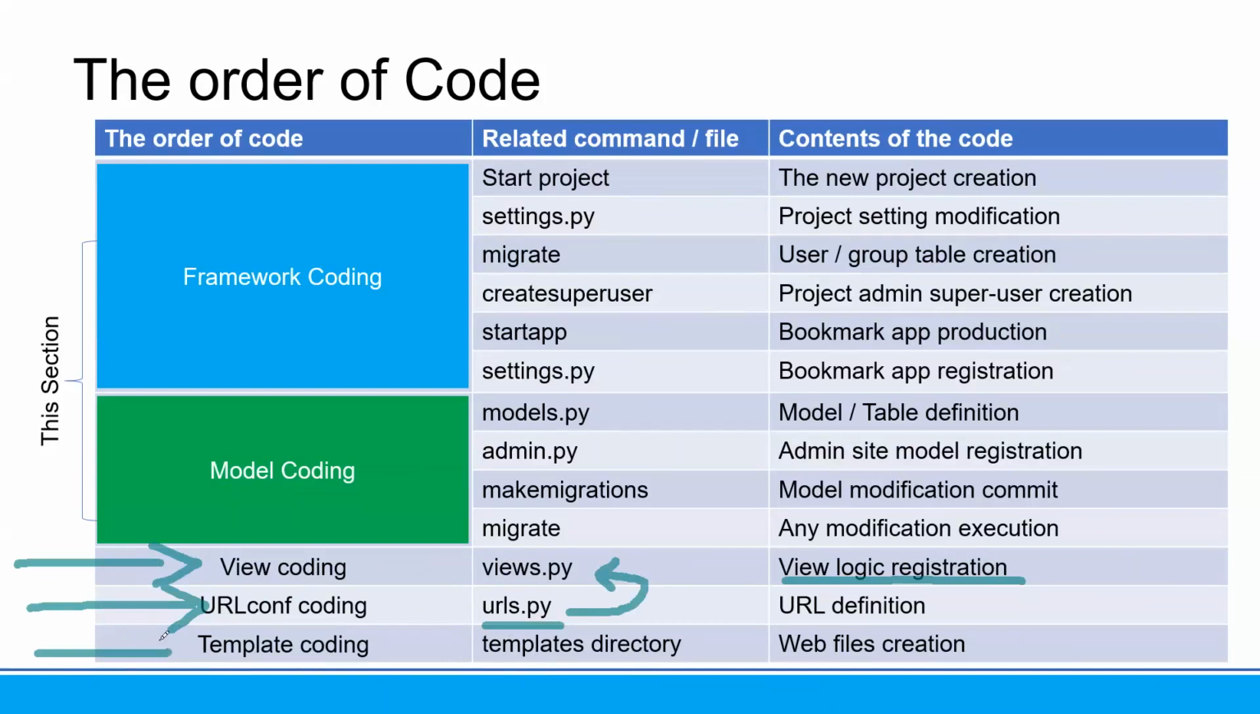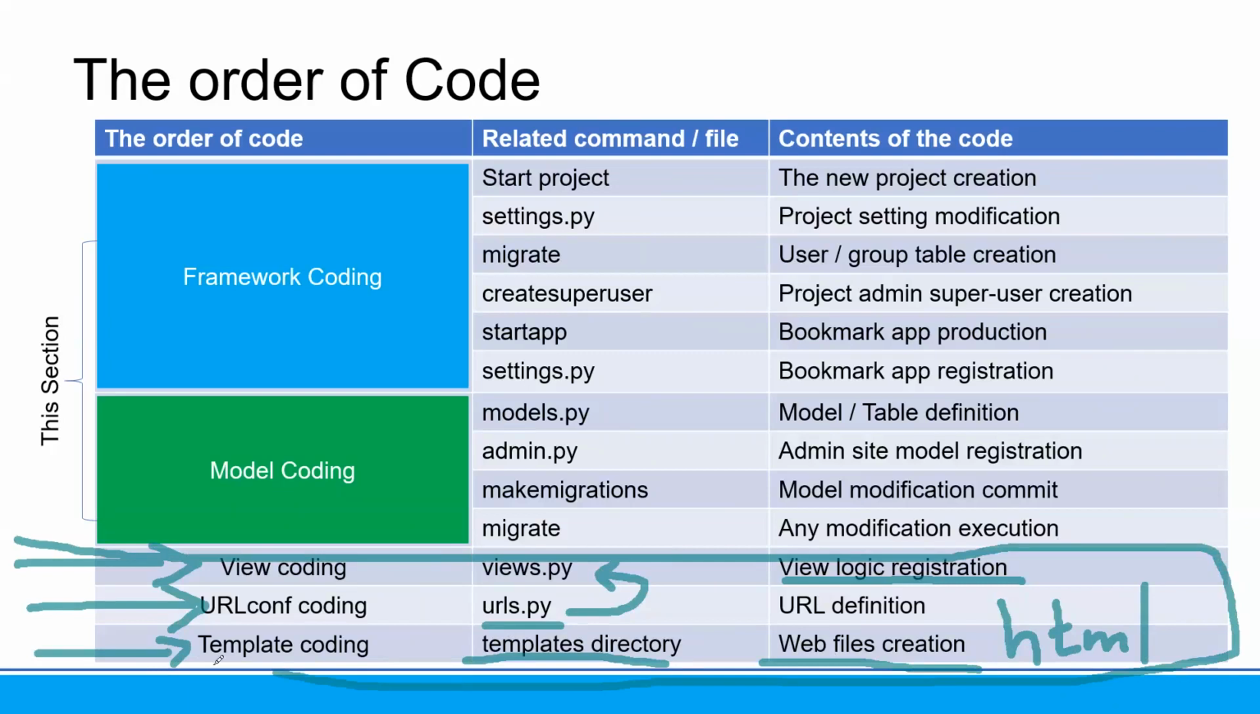And then the template coding. So the template coding means the templates directory. It contains of web files. As you already know, it contains the HTML file. So those three you already learned in the previous chapter. And now we are going to make one big project. I call it a big project because there are many files that you will create.